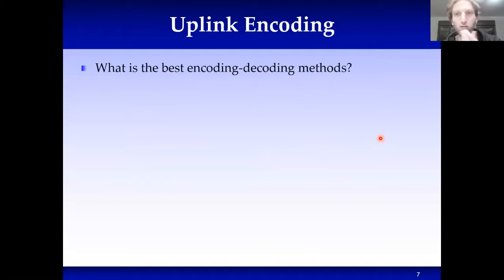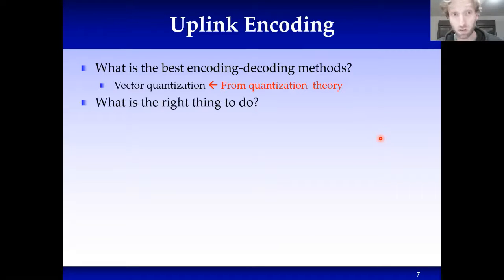So in order to understand what is the right approach, we need to understand what we would have done had we no limitations. The best encoding decoding method for compressing the vector over a band-limited, rate-limited channel is to use vector quantization. Quantization theory tells us that if we take a large set of samples and we jointly quantize them, that's the best approach.